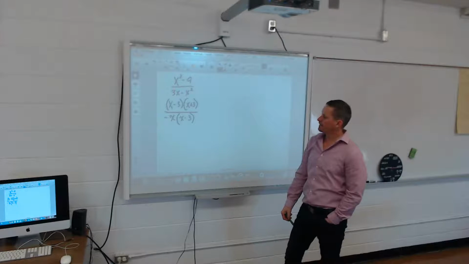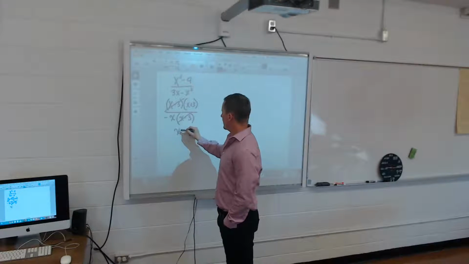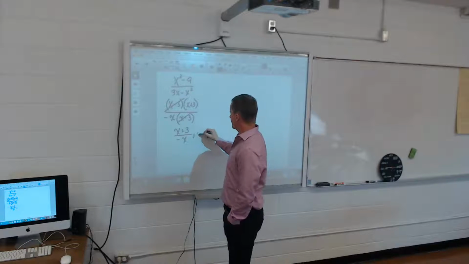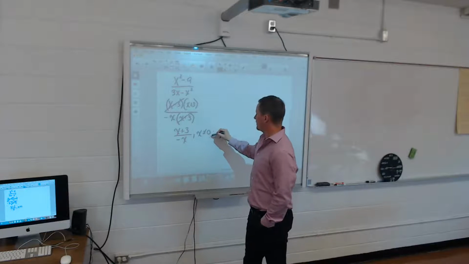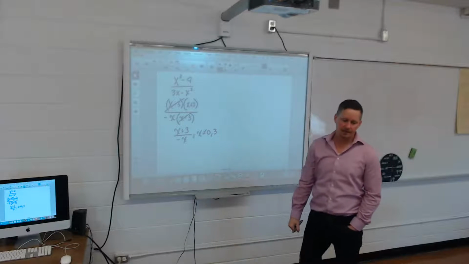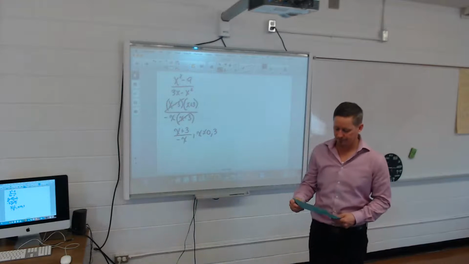All right. Now I cancel. x plus 3 over negative x. x cannot equal 0 and 3. That one was a little bit simpler than the previous one.